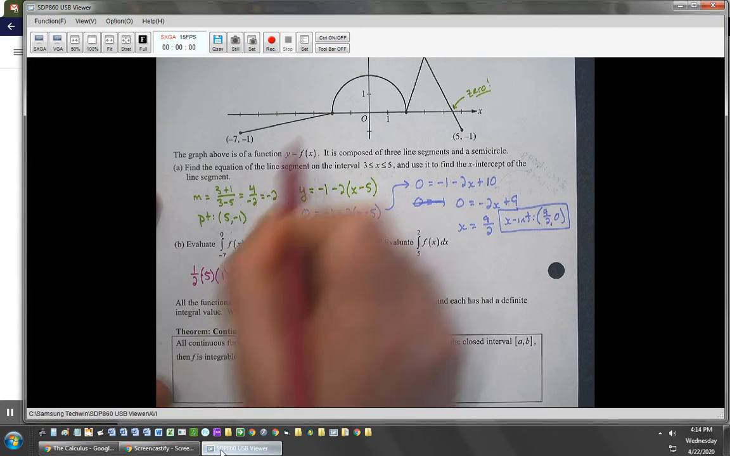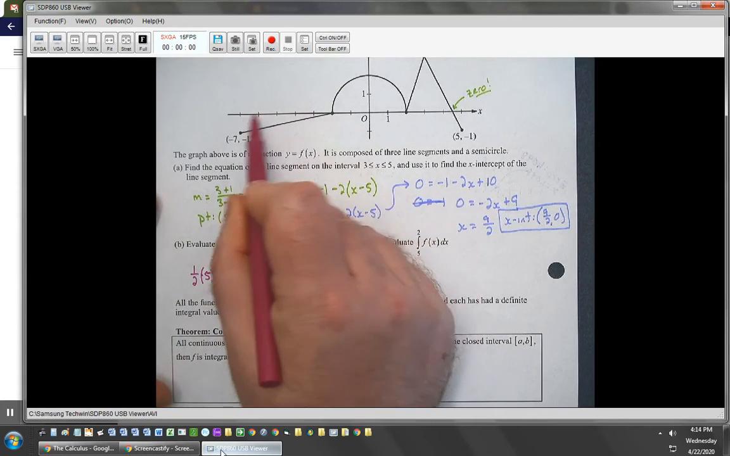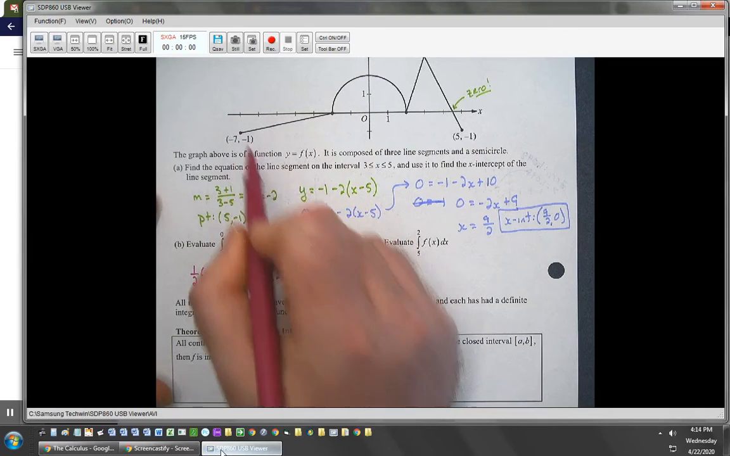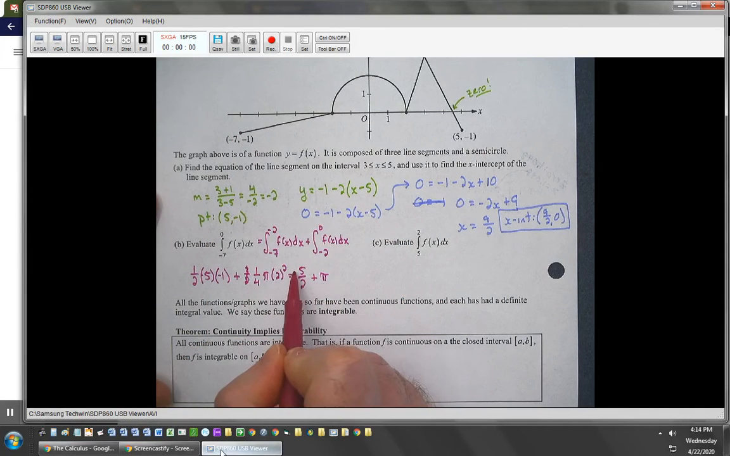I fell for it again. This base is 5. This height is negative 1. So that's going to make that a negative 5.